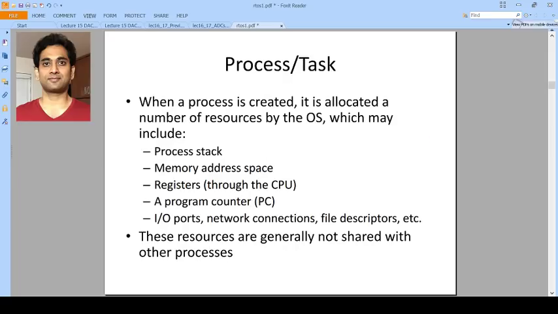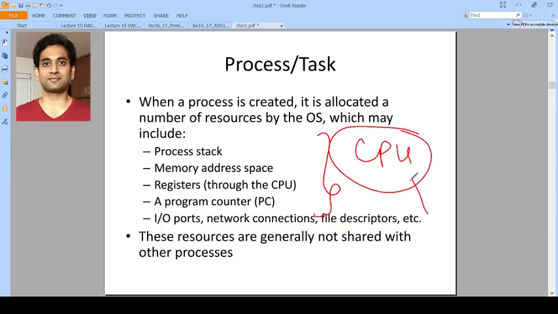Alright, so when a process or a task is created, it is allocated a number of resources. A process or task needs a lot of these resources in order for it to execute. We know one of the resources itself is the CPU. CPU is a very valuable, extremely powerful resource.